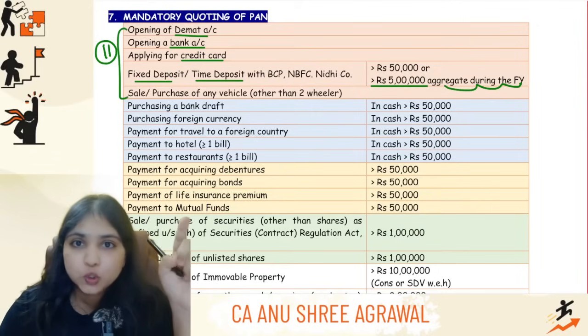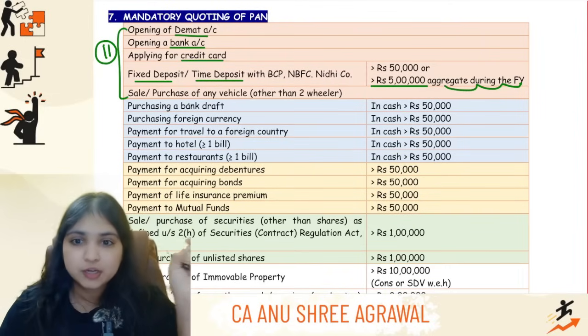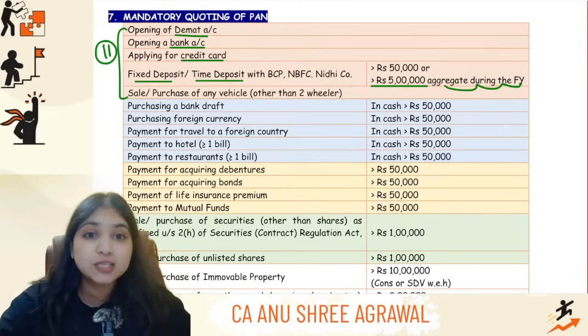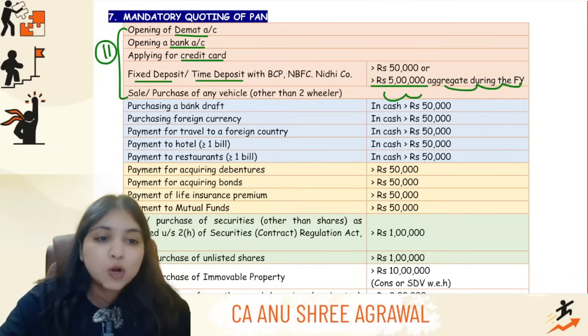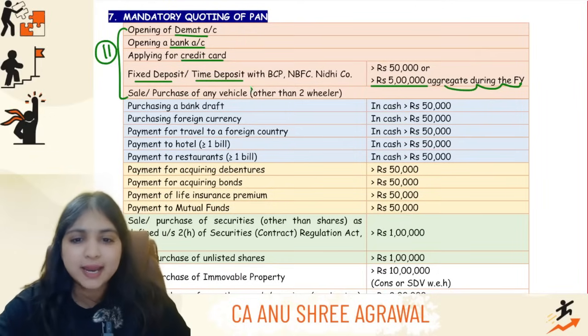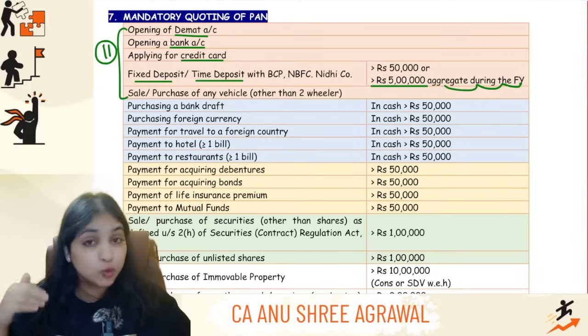Once again, if you want to open a demat account, or apply for a credit card, or open a bank account, or make an FD or a time deposit more than 50,000 rupees or more than 5 lakhs aggregate during the financial year, or buy or sell any vehicle other than a two-wheeler, you have to quote your PAN number.